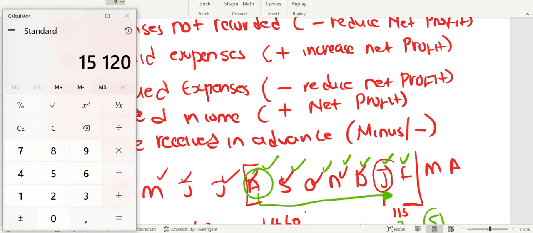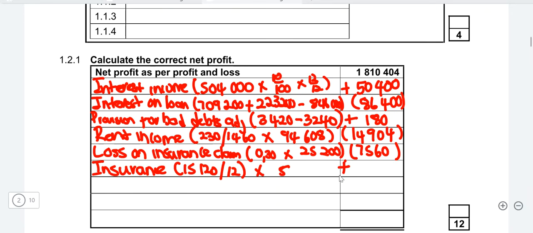15,120, and then we divide it by 12. Then it is giving us 1,260, and we multiply it by 5. It is giving us 6,300. So which means we are going to increase our net profit by this 6,300.